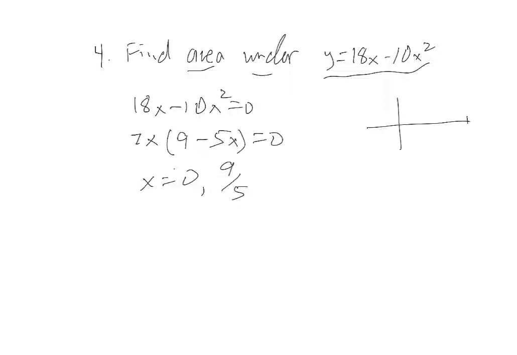So the first step, I think, is to find the intercepts. Hopefully everyone knows this function is a parabola, and the way the problem is described, the vertex is going to be above the x-axis and it opens down due to the negative sign right there. So we find the intercepts. There's one at 0, there's one out here at 9/5. And so the function looks something like that, and we're looking for the area right there.